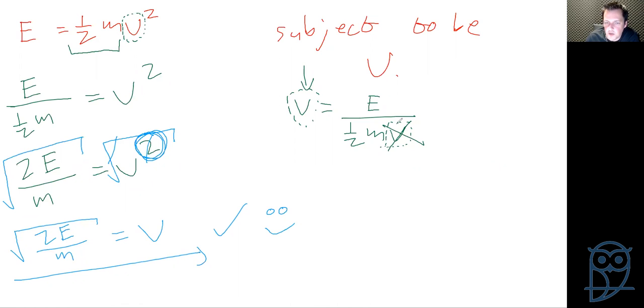So this was a closer option, except this v was not meant to be divided through. That v was meant to stay up here, to stay as a squared, and then you square root.